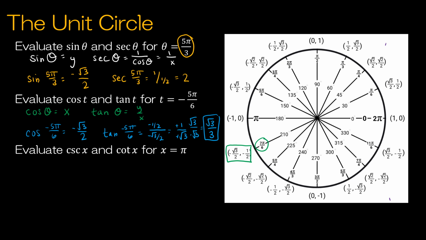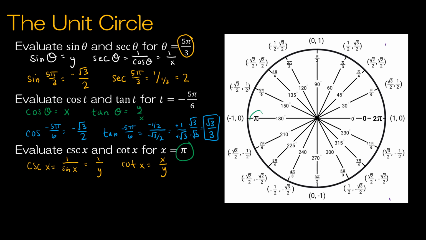Now let's look at cosecant and cotangent. So cosecant of x is going to be the reciprocal of sine of x. And sine of x is the y value. And cotangent of x is the inverse of tangent. So tangent is y divided by x, so cotangent is x divided by y. So now let's look at pi.